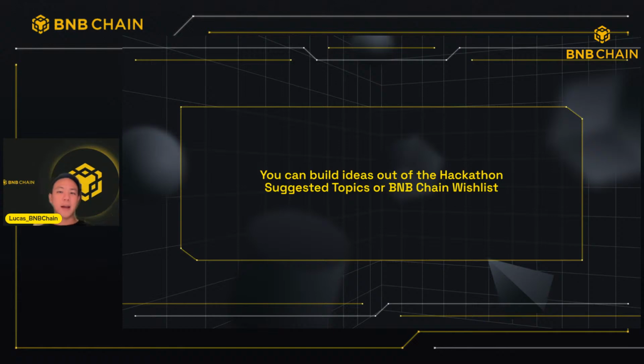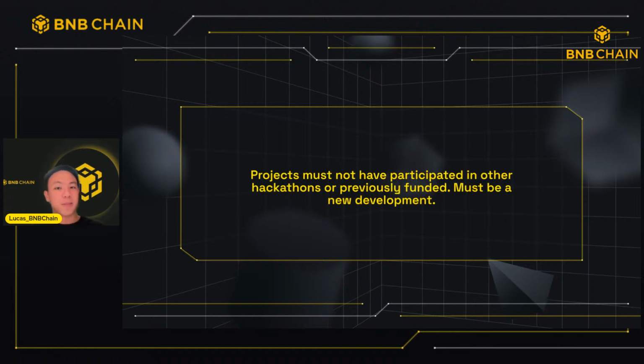A few last tips from observations of past hackathons. Yes, this is a common question: you can build ideas outside of the hackathon suggested topics or the BNB Chain wishlist. You're free to build anything, and if we do see value in it, you will be eligible to win as well. Your project must not have participated in other hackathons or been previously funded, and it must be a new development. We do check your GitHub repositories and your idea, and we try our best to do due diligence to check whether it has been a previous project. So try not to, because we have disqualified teams before for using past projects in our hackathon.